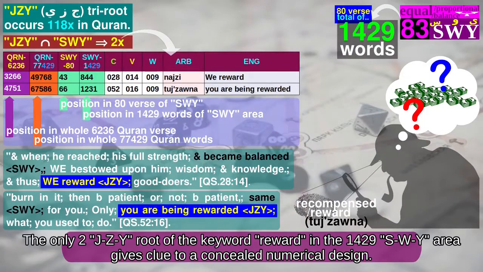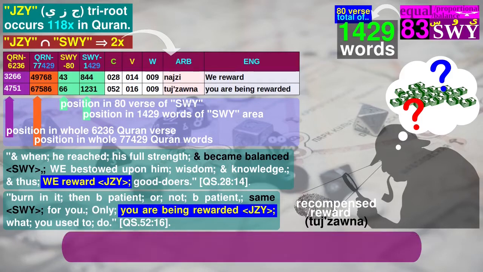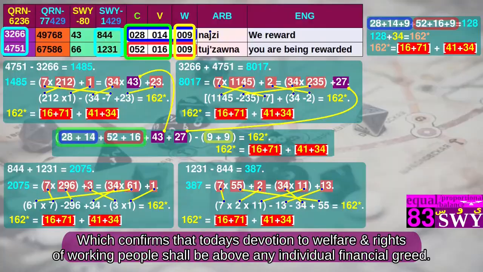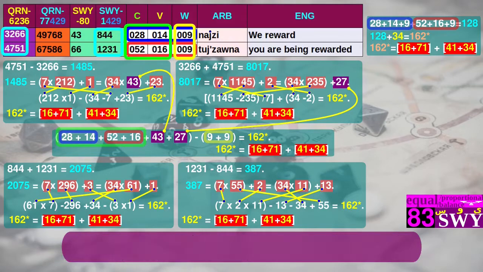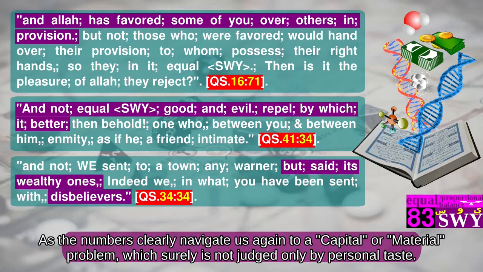The only 2JZY root of the keyword reward in the 1429 SWY area gives clue to a concealed numerical design, which confirms that today's devotion to welfare and rights of working people shall be above any individual financial greed. As the numbers clearly navigate us again to a capital or material problem, which surely is not judged only by personal taste.